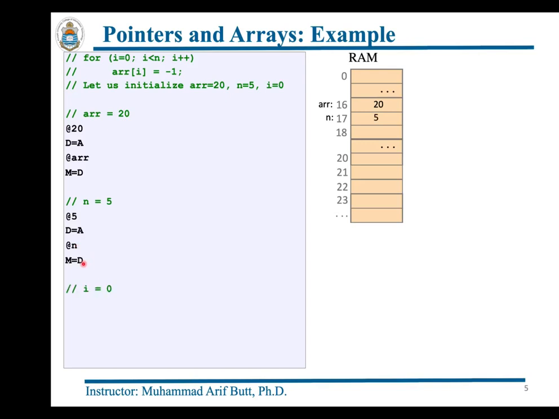Finally, now let us write assembly for I is equal to 0. We simply create a third variable named I associated with the RAM address 18, and to initialize it with 0 we have this simple C instruction, M=0, that will do the job.